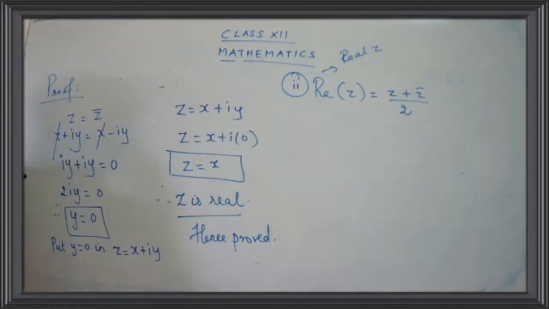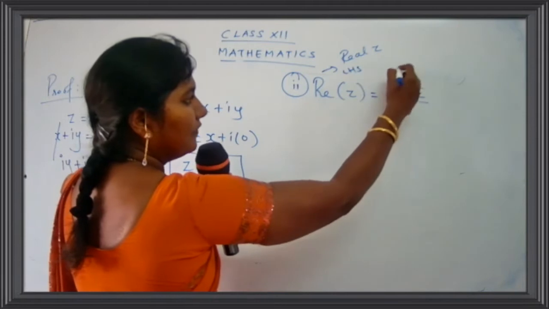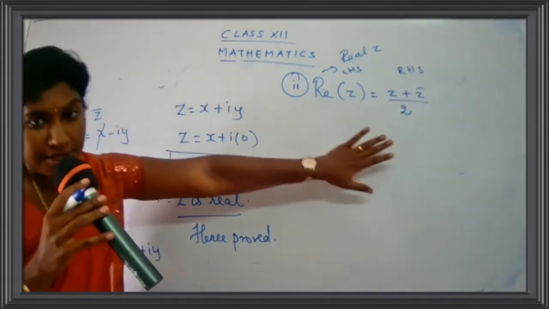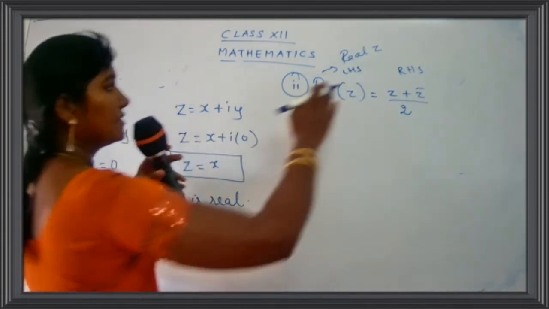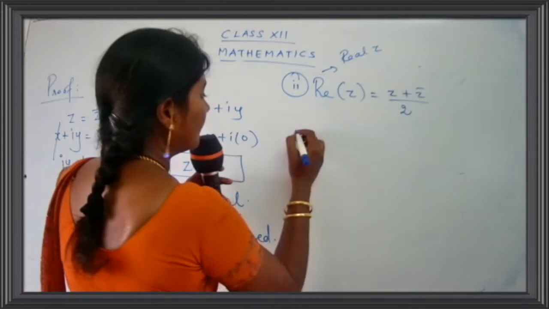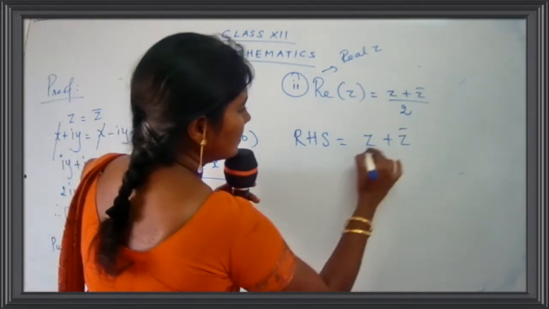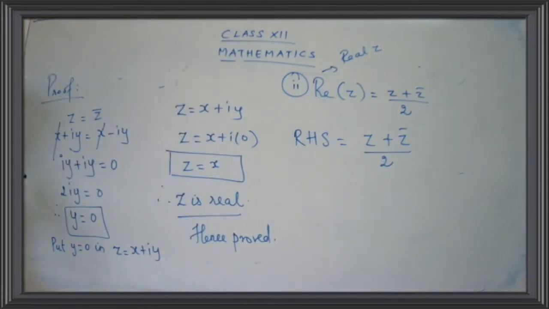Let's start with the work. Now here, what we are going to do is, we have a LHS part and we have a RHS part. Yes, children? So we are going to start from the RHS. We are not going to start from LHS. We are going to start from the RHS. So write down here, RHS is equal to Z plus Z bar upon 2. So this is what is RHS. What is the RHS given? Z plus Z bar upon 2.